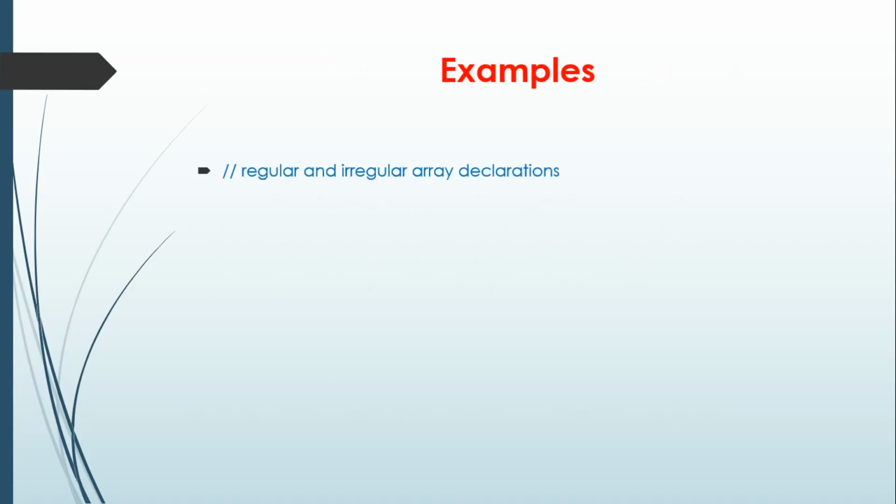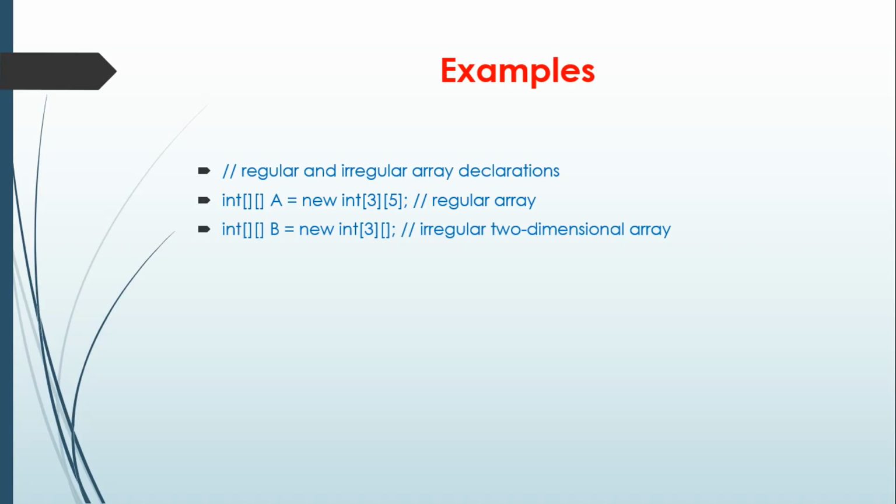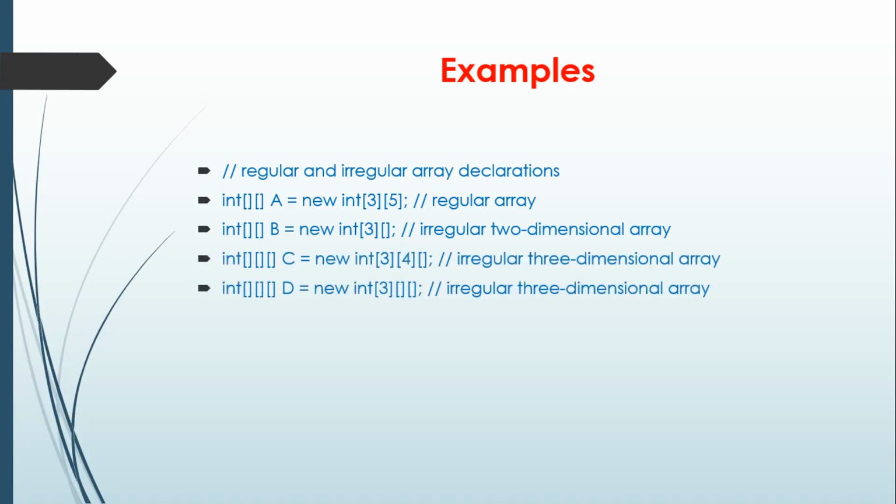Examples of regular and irregular array declaration. int a equals new int[3][5] is a regular array. But if I say int b equals new int[3][] and we do not assign the value of columns, then we can say that it is an irregular 2D array.